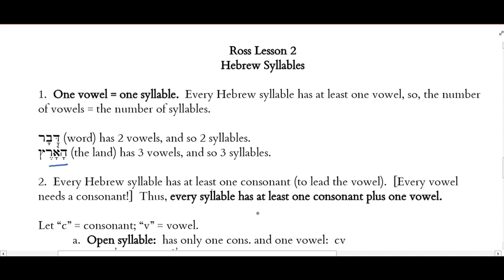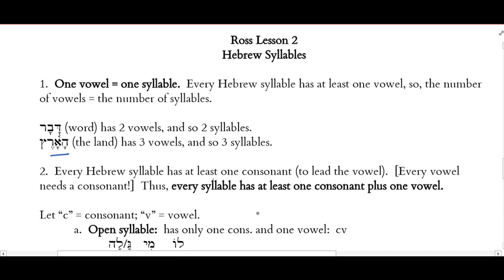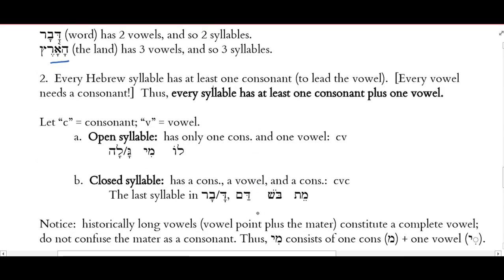Now when we think of Hebrew syllables, we can think of them in terms of being closed or open. Let's let the letter C equal consonant and V equal vowel. An open syllable is a syllable that has one consonant followed by one vowel. We call this CV structure, consonant followed by vowel. I have some examples of some open syllables here.